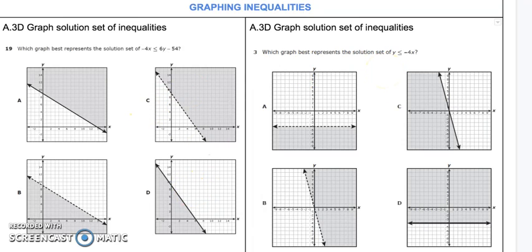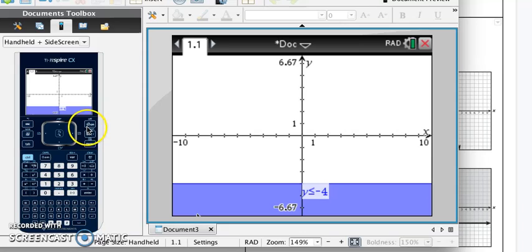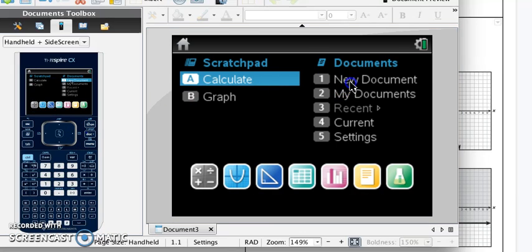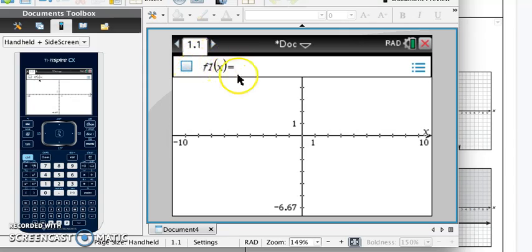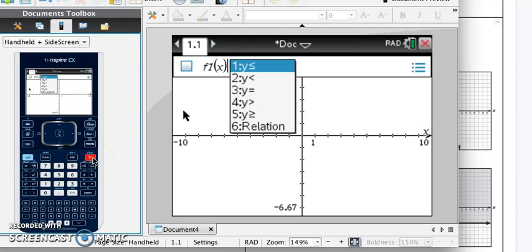But let's go ahead and graph it. So go to your calculator and add a new document. And we're going to add a graph. It's in y equals form right now. I want to go ahead and get those inequality symbols, so I'm going to press delete. And for the problem that you were working on, I would type in a relation. That's going to let you type anything you want. You can also pick these options.